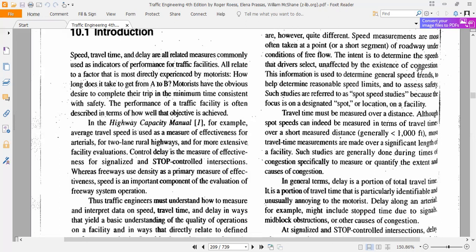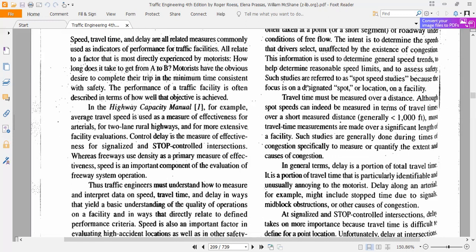If there is no congestion, the drivers can move at the free flow speed. So this information is used to determine general speed trends, and the speed trends help determine reasonable speed limits.